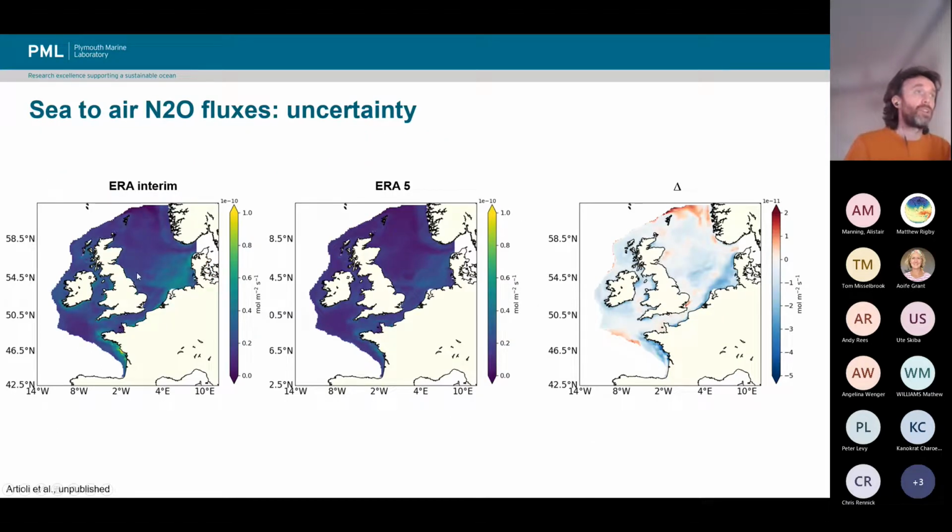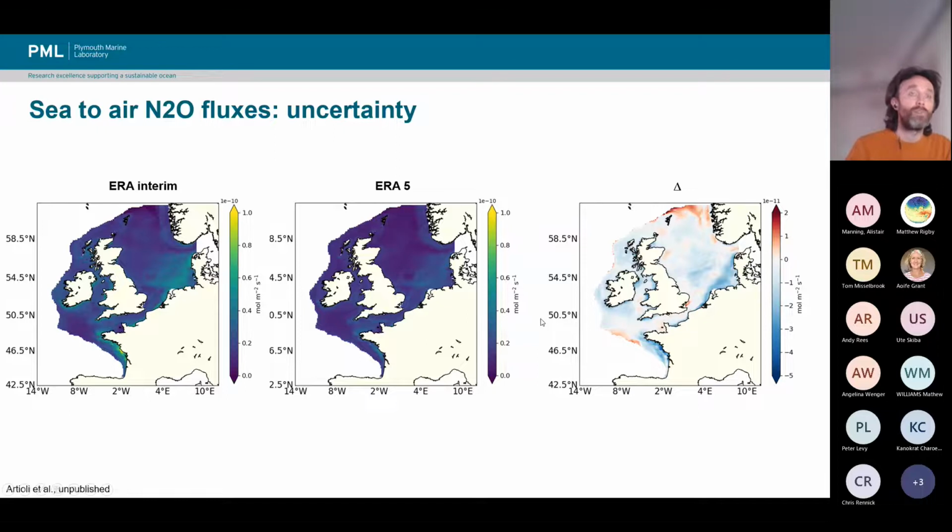So here I'm comparing on the left the previous sea-to-air fluxes. In the middle is the new simulation, and on the right is the difference. And you can clearly see how the new simulation estimated much lower N2O fluxes almost everywhere, with only in some regions the new simulation actually simulating higher fluxes to the atmosphere.